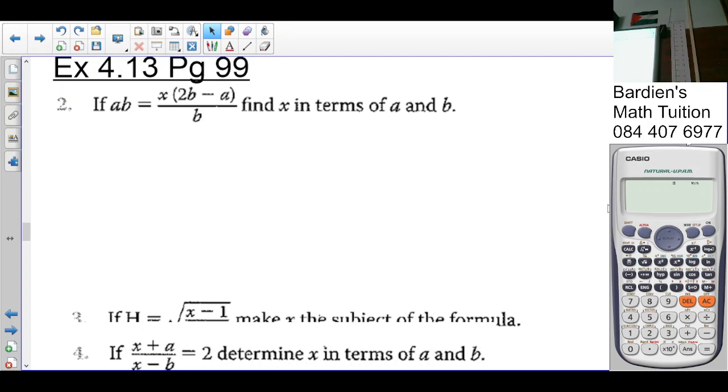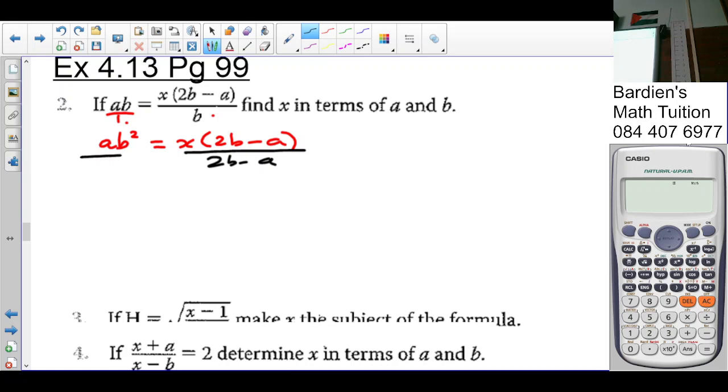So what do I do first? LCM. What's your LCM? b. So I multiply, that's over 1. So this must be multiplied by b. So it's going to be ab times b, b squared. This must be multiplied by 1. So it's x into 2b minus a. Now how do we get x on its own? Divide both sides by 2b minus a, because that cancels. So x is equal to ab squared over 2b minus a.